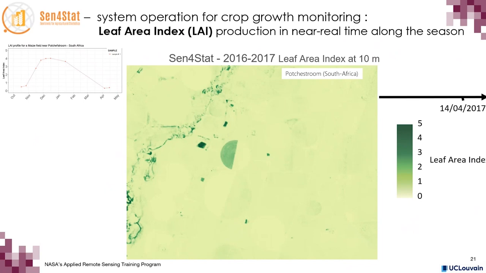For each pixel, you can derive a temporal profile of the LAI, allowing you to derive some temporal metrics like the area under the curve and the LAI maximum, which are metrics usually related to the crop yield.